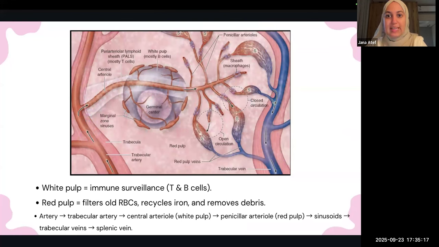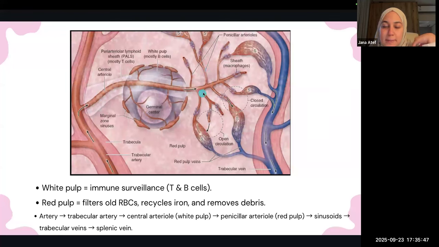Now this is the circulation overall of the spleen. This is the whole spleen. If you understand anything about the spleen, this is what you need to understand. The trabecular artery is going to go into the spleen, inside the trabecula. Once it leaves the trabecula, it's now called a central arteriole, and it's covered by a PALS. It's in the white pulp, which is mostly B cells. Remember, there's germinal center and everything. Now, when it leaves the white pulp, it's called a penicillar arteriole.